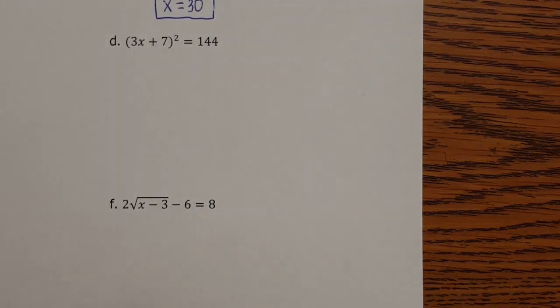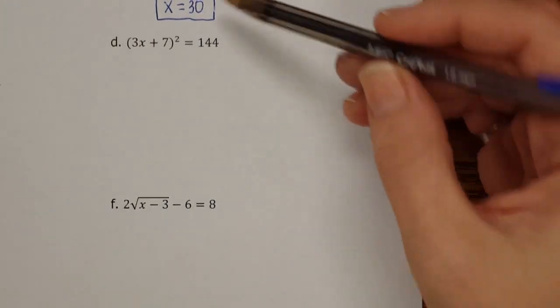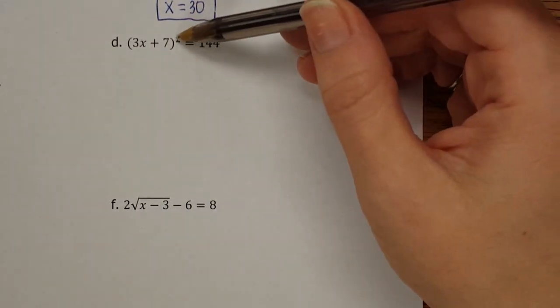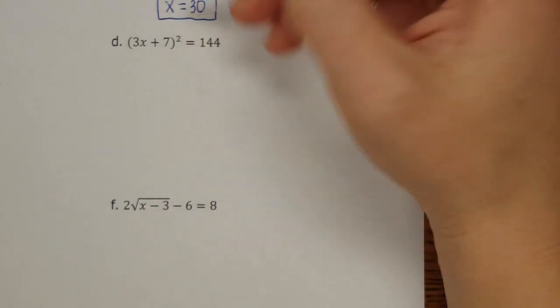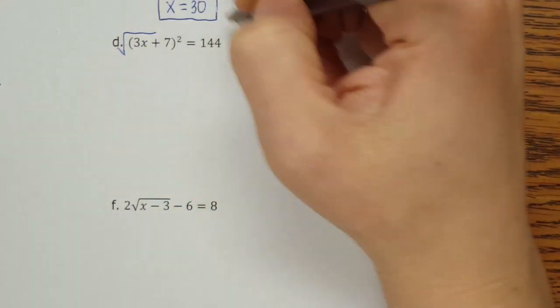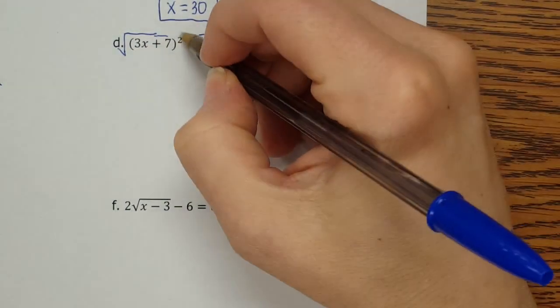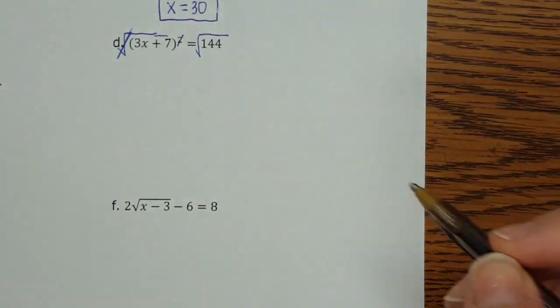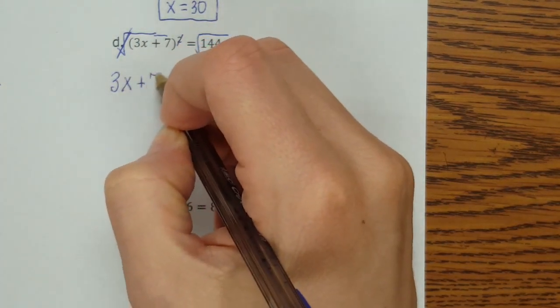Okay, chapter 10 closure, still doing number 1, now I'm doing letter D. I'm also going to solve this problem by undoing, so I'm going to think about my opposite of squaring, which is the square root. So I'm going to take the square root of both sides, and the square is going to cancel out the square root on this side, so 3x plus 7.